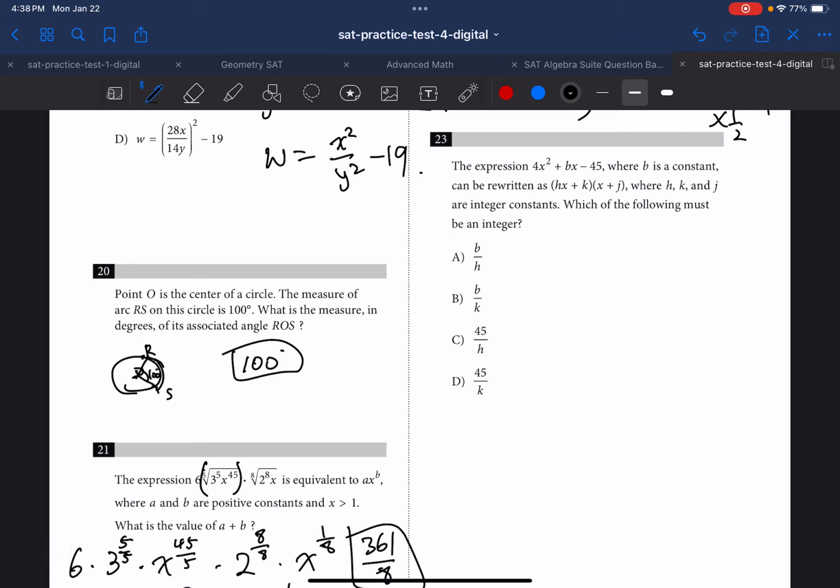This expression could be written in a factored form. So we know that h x times x is equal to 4x squared, so h has to be 4. And we know that k times j has to equal negative 45. And this is basically all the information we know. If we look through the choices, we don't know what the value b is.